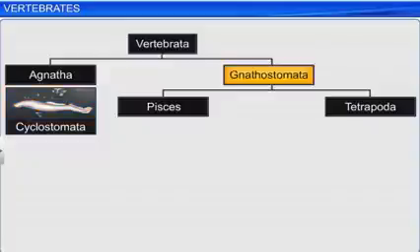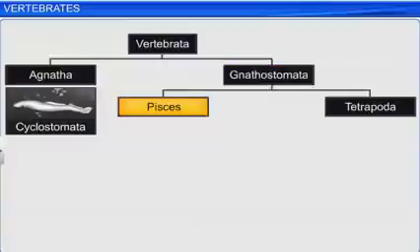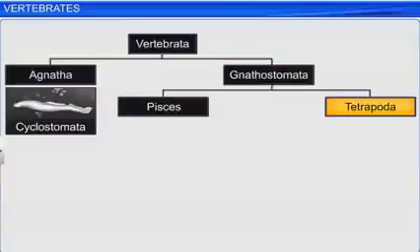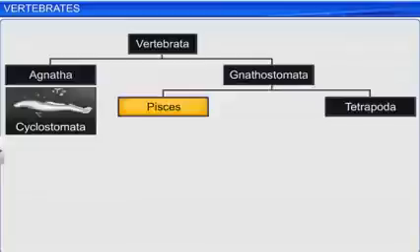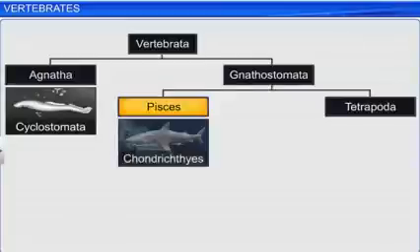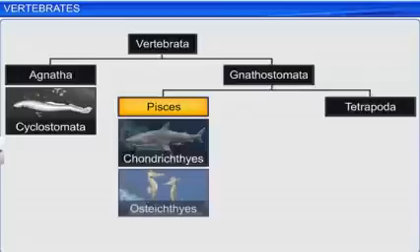Gnathostomata, or jawed vertebrates, are divided into two superclasses, Pisces and Tetrapoda. Pisces is further divided into two classes, Chondrichthyes and Osteichthyes.